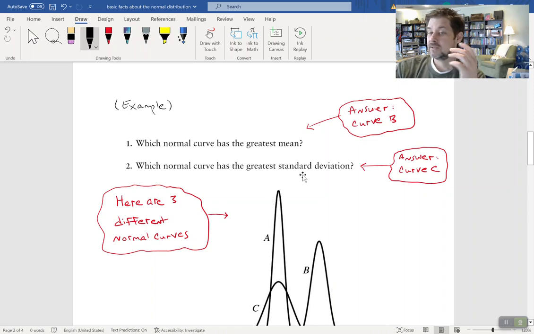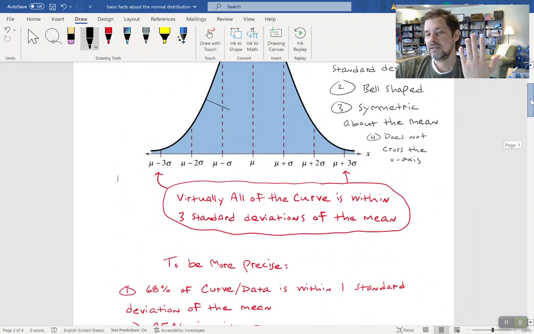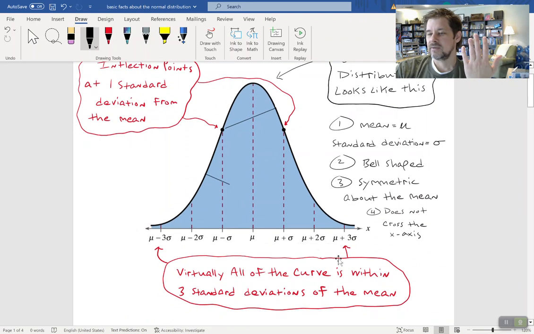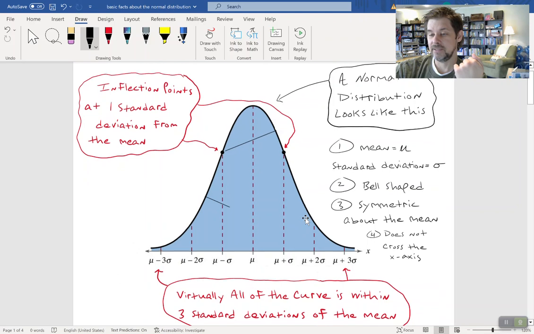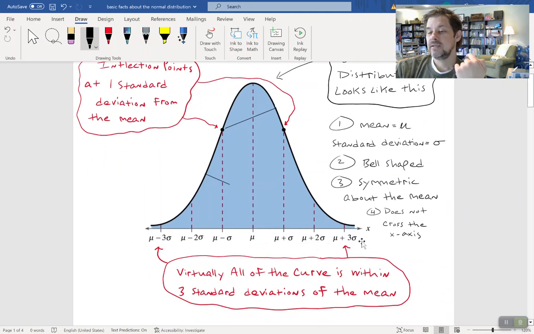Next, which curve has the greatest standard deviation? Well, we can think that the standard deviation is a measure of the spread of the data. And if the normal distribution is supposed to tell us something about data, and I'll explain more about that in a minute, then I can say it tells me how spread out the data or the curve is. So just think about it like this. The far edges of the curve are 3 standard deviations from the mean. The bigger the standard deviation is, the further the edges of the curve are from the middle.